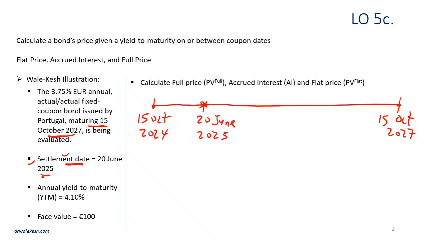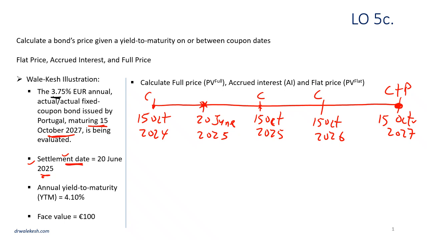So from this settlement date, the next coupon payment date will be 15th of October 2025. Then the next coupon payment date after this date would be 15th of October 2026. And the final coupon payment date will be at maturity. On this date, the coupon payment will be made, and also there will be a principal repayment.